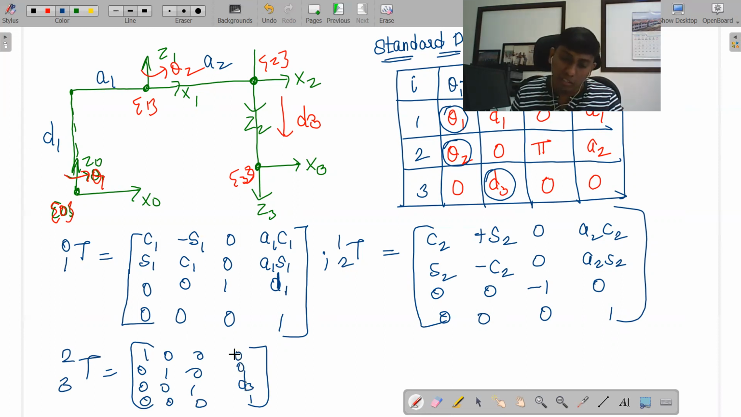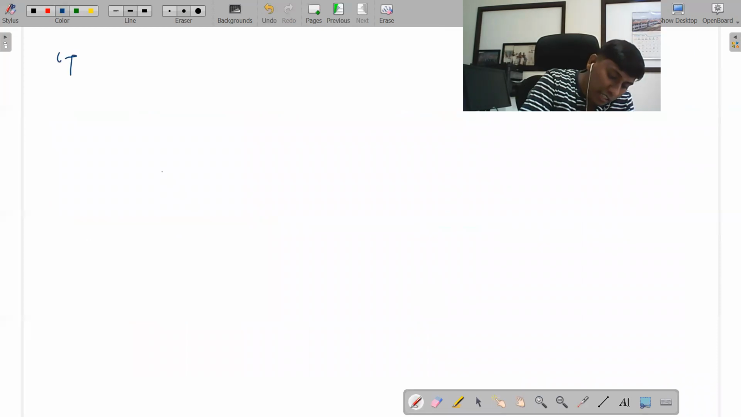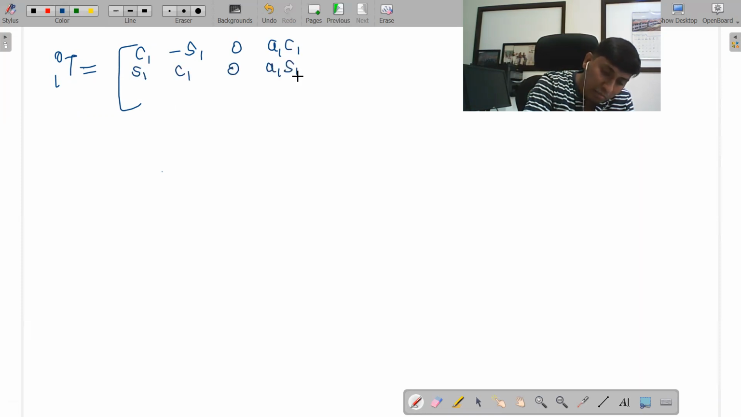Okay. So now these are the three matrices, right? So we can check further. We can multiply these. I'll write T01 as: C1, minus S1, 0, A1 C1; S1, C1, 0, A1 S1; 0, 0, 1, D1; and 0, 0, 0, 1.